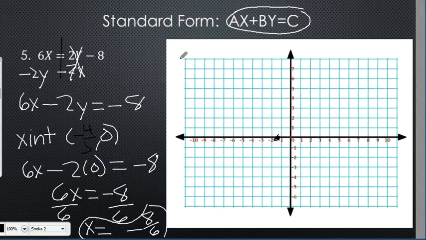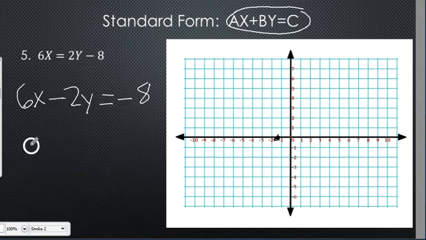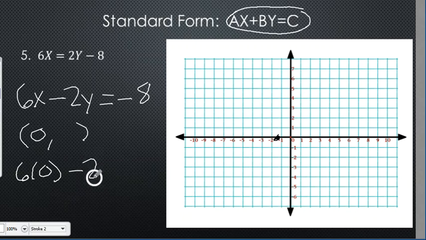Now let's go ahead and find the y-intercept by letting the x be 0. So to find the y-intercept, we are going to this time let the x be 0 and solve for the y. So let's take this equation, 6 times instead of the x, we're going to let that be 0. Then we have negative 2 times y equals negative 8.